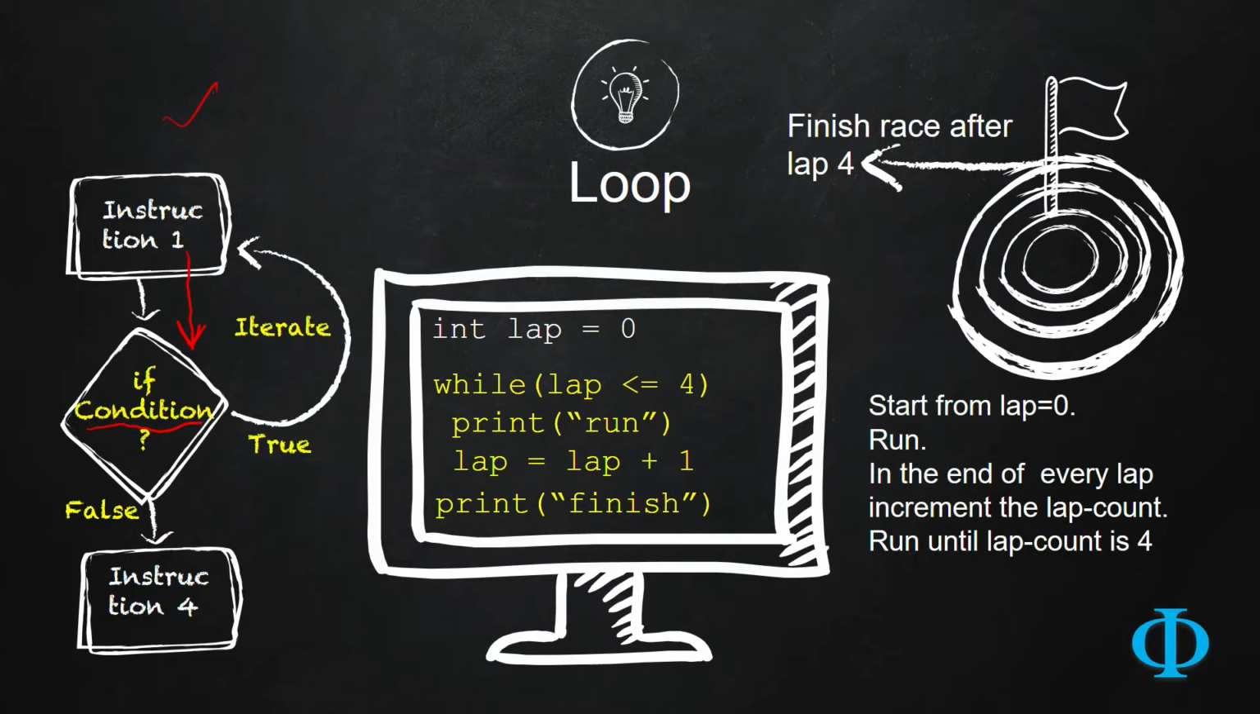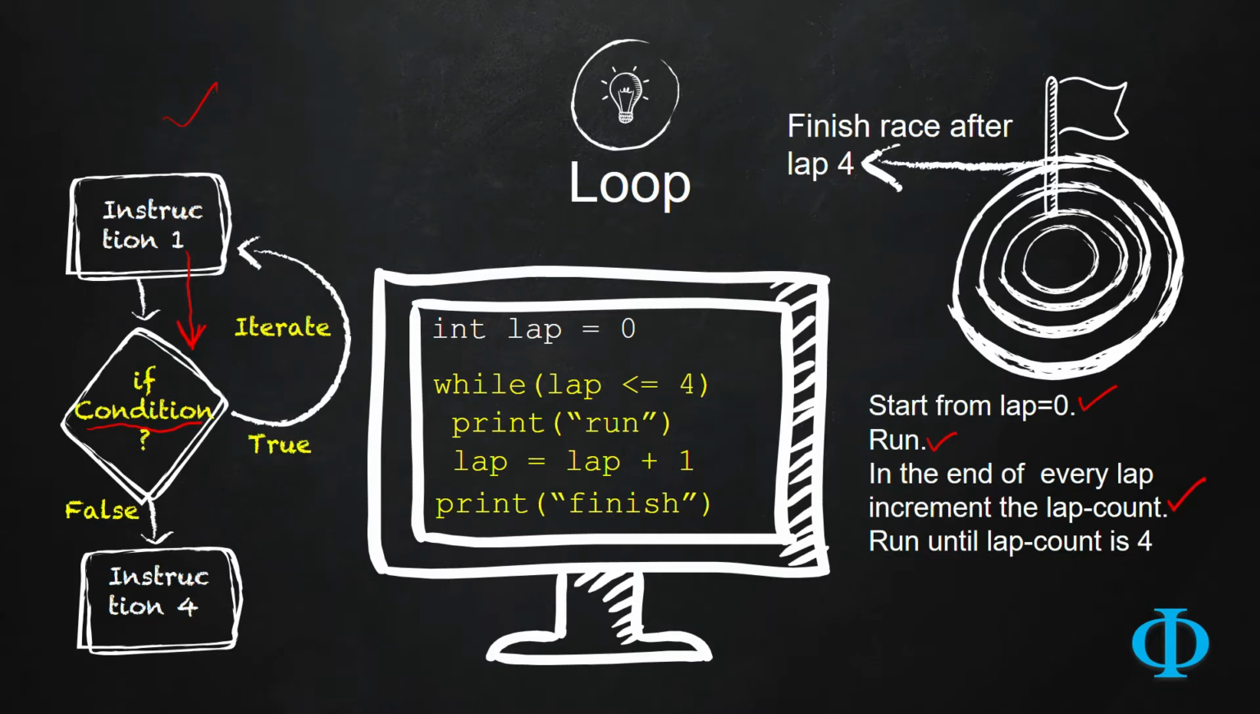So a simple example can help you visualize. Loop is just like a track and field competition. What happens in a track and field competition? Each competitor starts at lap 0, and then they start running. At the end of every lap, the lap count is incremented by 1.